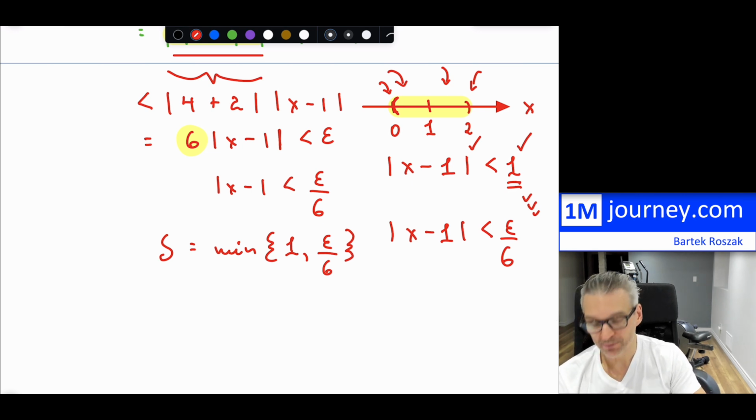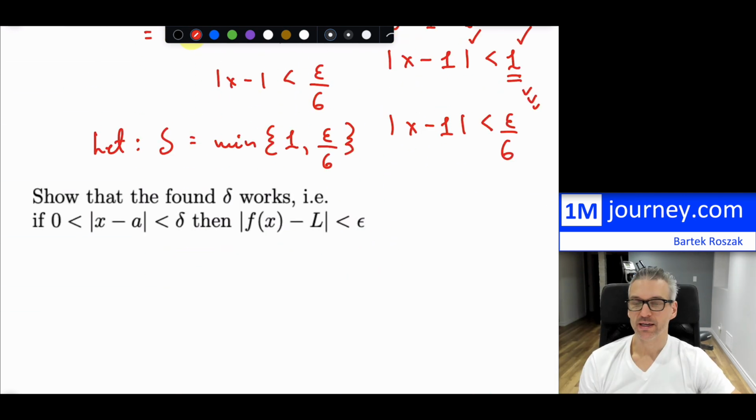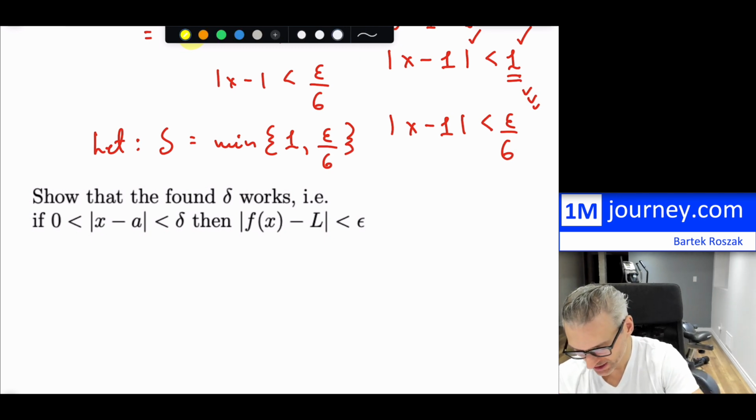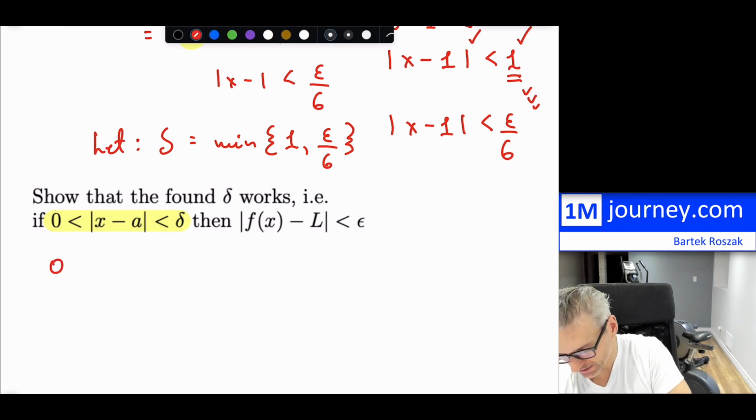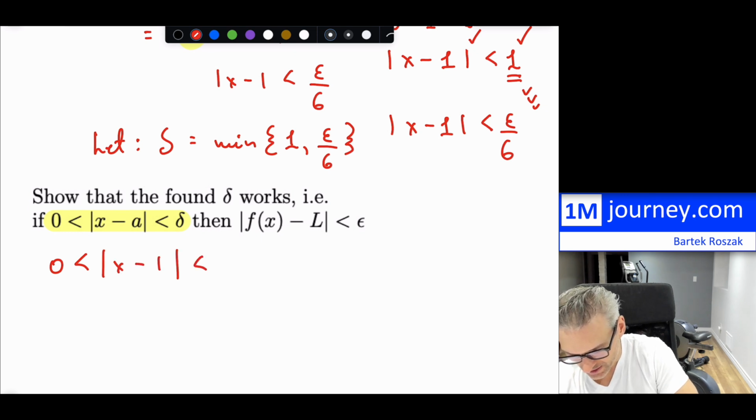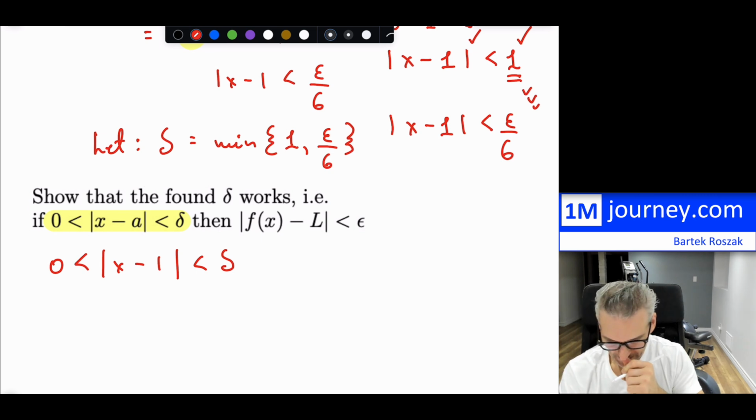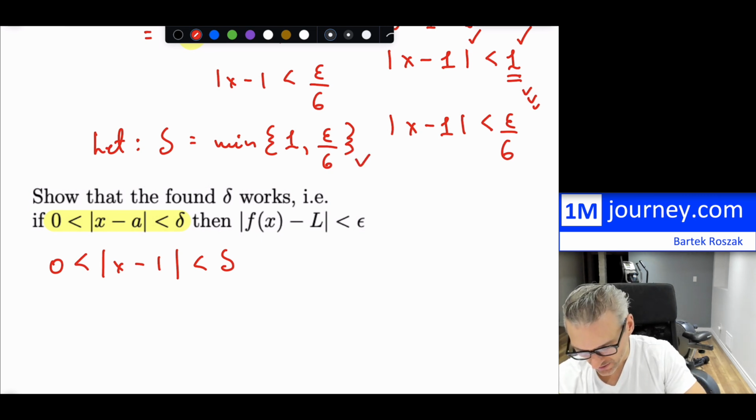So now you're jumping into step number 2. Now we actually have to show that the found delta actually works. So does it actually satisfy? If we are indeed bounded within here, so this would have been right here, this is |x minus 1| is less than delta, and now delta has been defined in this way.